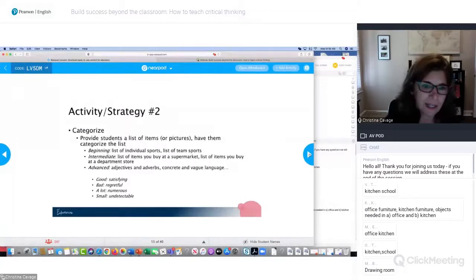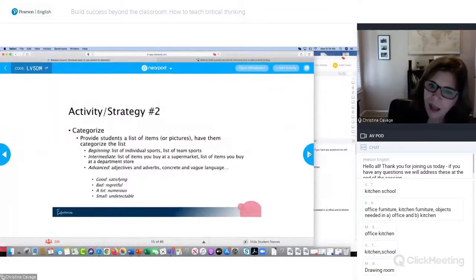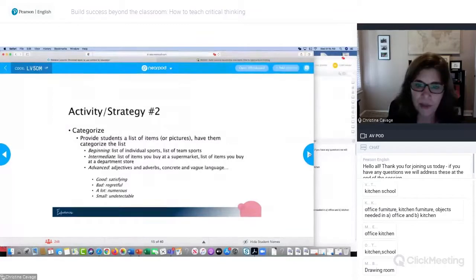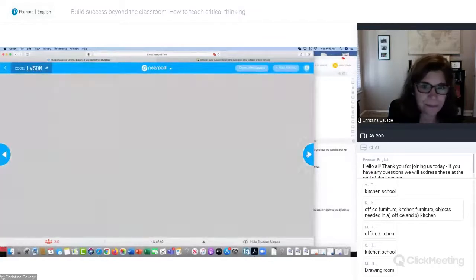Advanced, I like to use it for their word knowledge. So adjectives and adverbs, or what you see in the example there is concrete and vague language. I don't know about you, but my students, even at the advanced levels, are still using good, bad, a lot, small in their essays, where I would much rather they use concrete language: satisfying, regretful, numerous, detectable. So again, this is a strategy that can be modified for any of those levels.